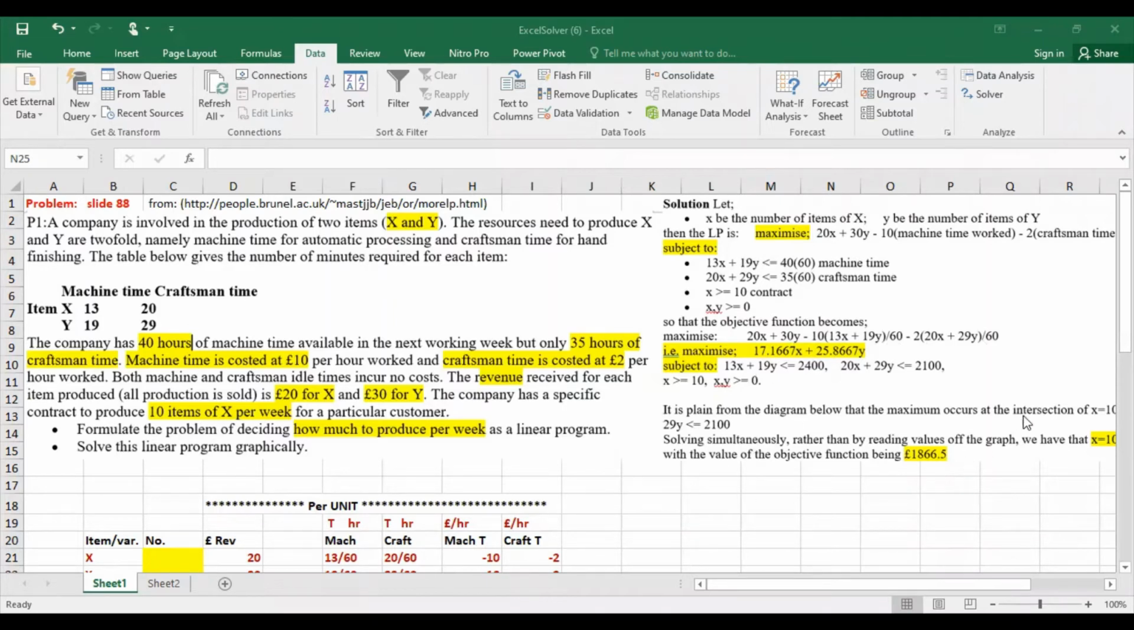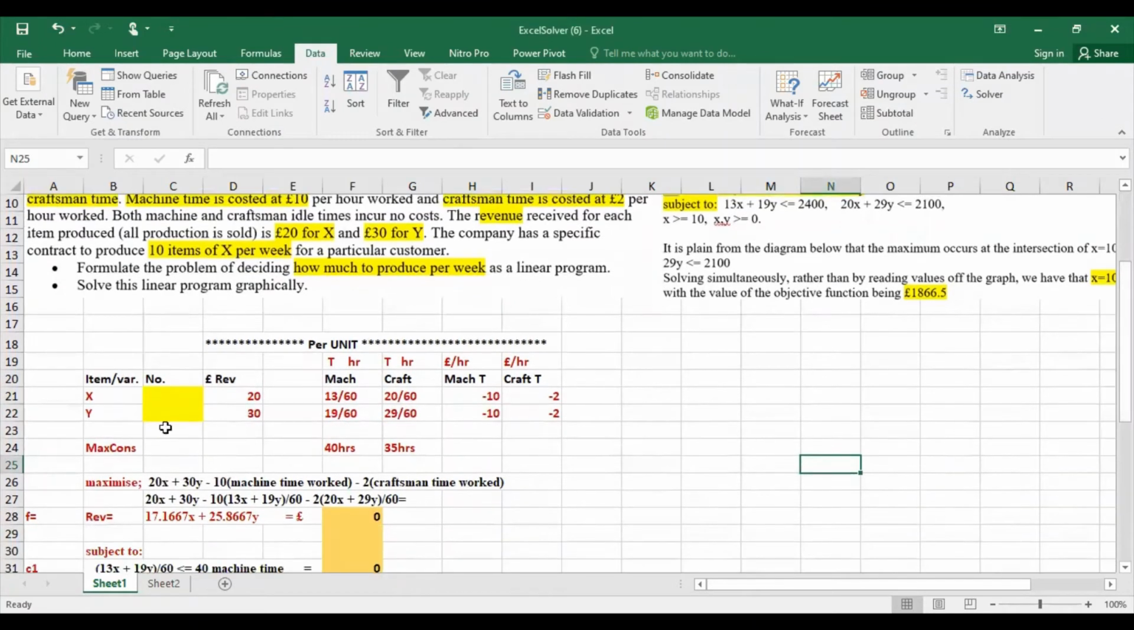So how can you apply the Solver in the Excel sheet? Let's have a look. What I have done: X and Y are the materials I am going to produce. The number of items, I have to find out. So how can I do that? I should keep this blank.